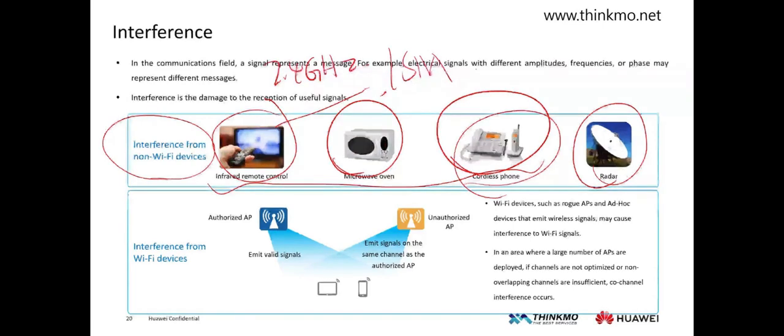Therefore, it's important to ensure that Wi-Fi APs are kept away from such devices like microwave ovens, or to adjust the frequency band and power, etc. This is a key to avoiding such interference.